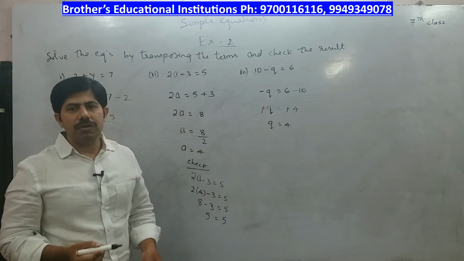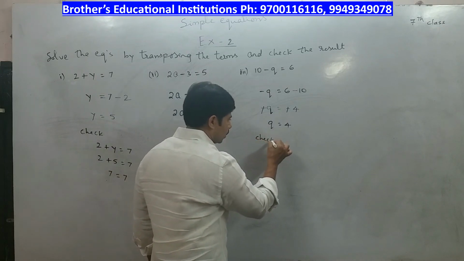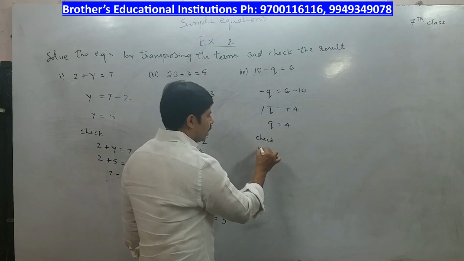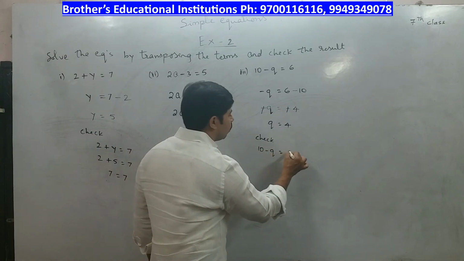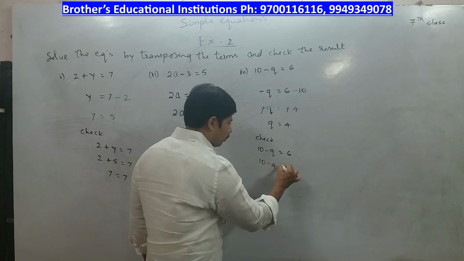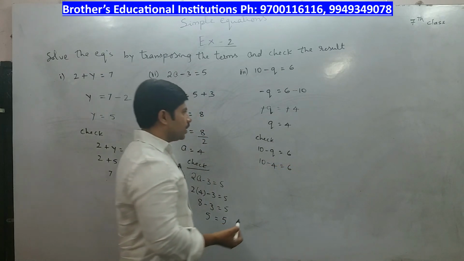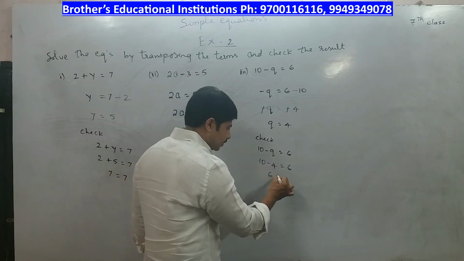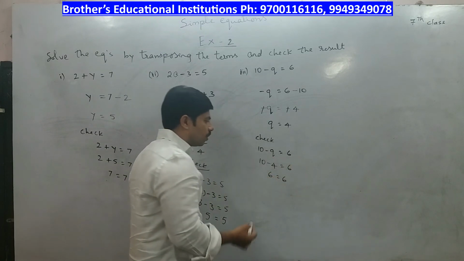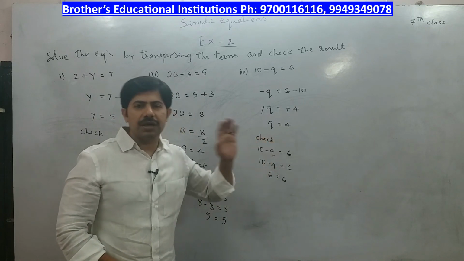Now after getting q is equal to 4, we will verify. So check. That is 10 minus q is equal to 6. 10 as it is, minus 4 is equal to 6. The q value I am substituting as 4. So now what is 10 minus 4? 6 is equal to 6 we got. So it is satisfied. Therefore the value of q is nothing but 4.